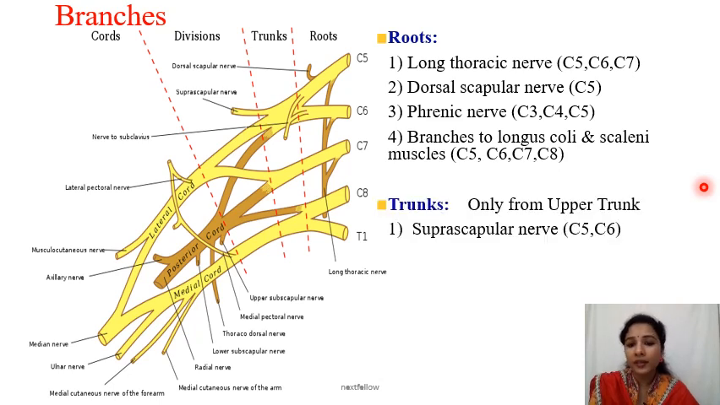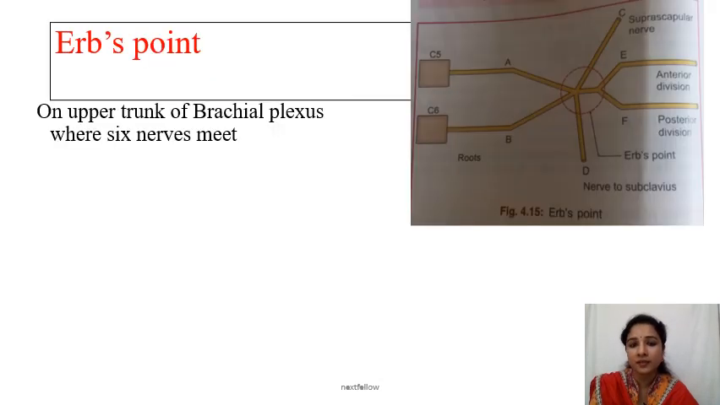Branches: only the upper trunk gives rise to branches, suprascapular and nerve to subclavius. And we know the upper trunk is formed by the roots of C5 and C6. So the root value is C5, C6. Erb's point is very important because the upper trunk is otherwise called Erb's point. It is the point where the six nerves meet. We'll see what are these six nerves.